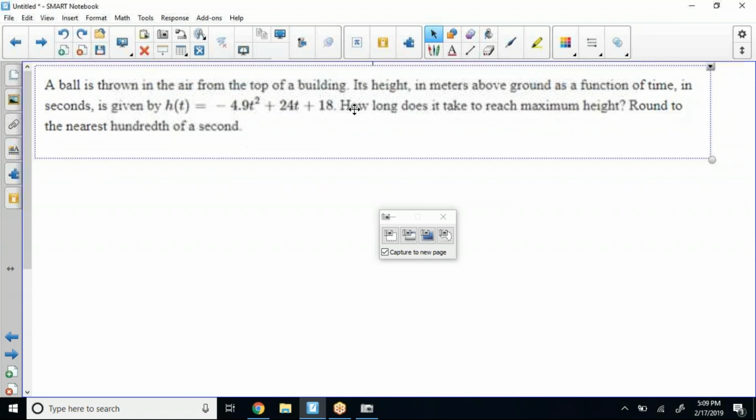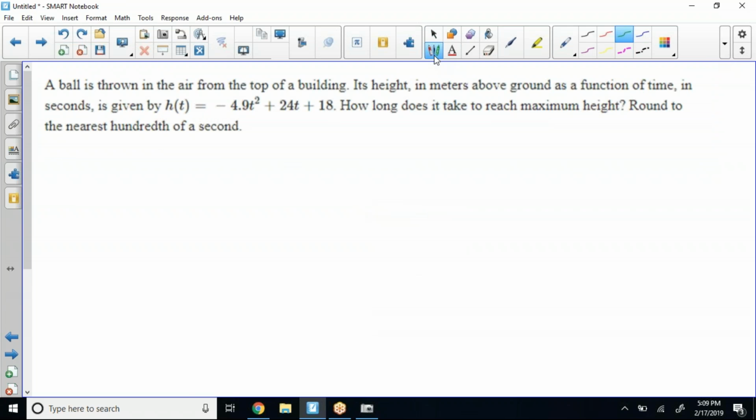So a ball is thrown in the air from the top of a building, right? So you're on the top of a building and you're throwing it up. Its height in meters above the ground is a function of time. T is time, and it's given by this. How long did it take to reach its maximum height? Round to the nearest second.